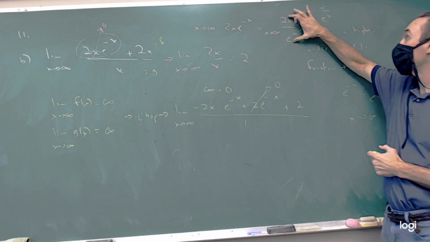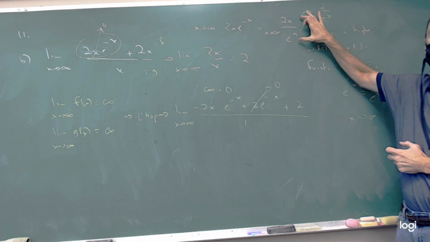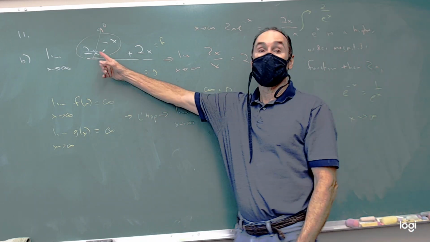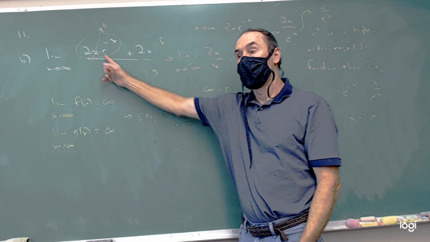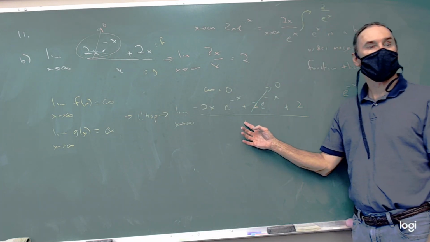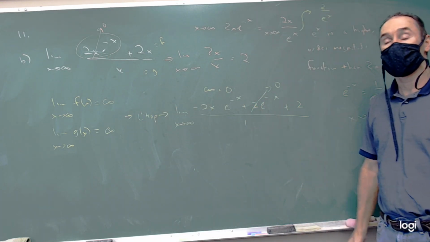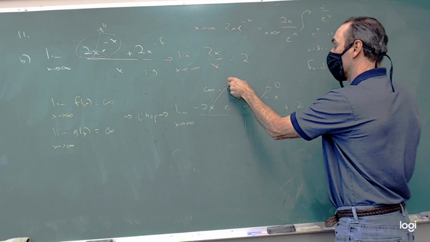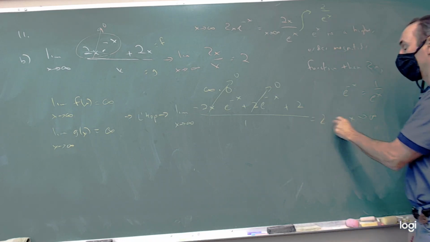So this, somehow or another, you have to come to terms with what is happening to this 2x e to the negative x. Whether you do it right off the bat in the original, or at some point in time after you've started L'Hopital's rule, you still got to address that. And then that's going to actually go to 0. And so we're going to get 2.